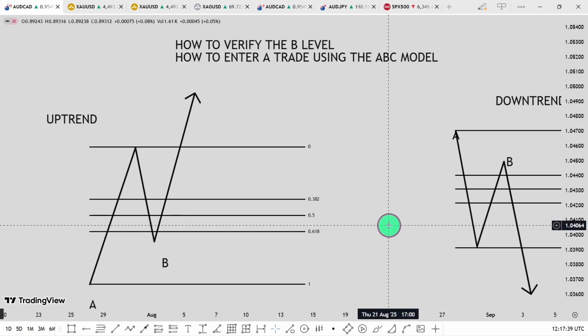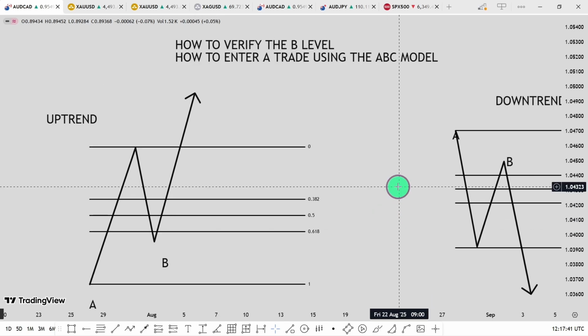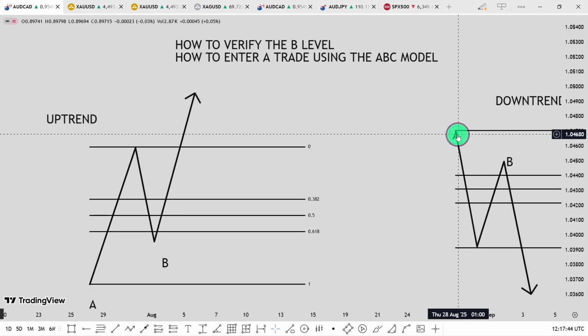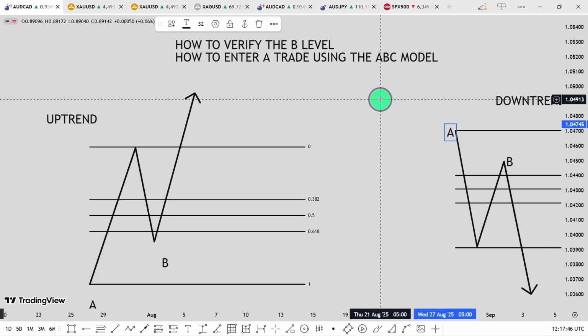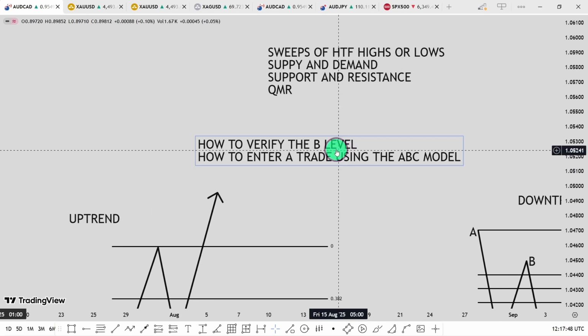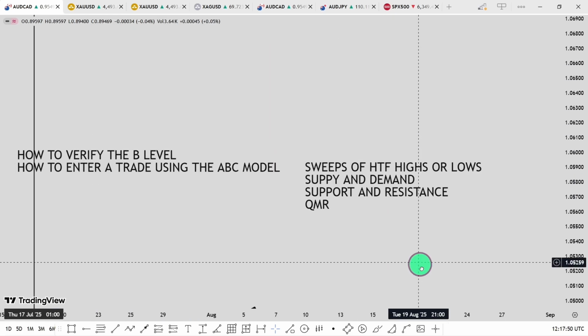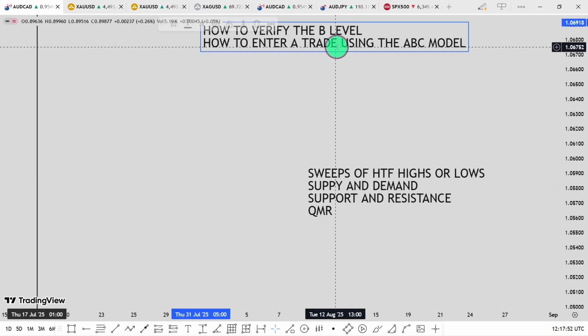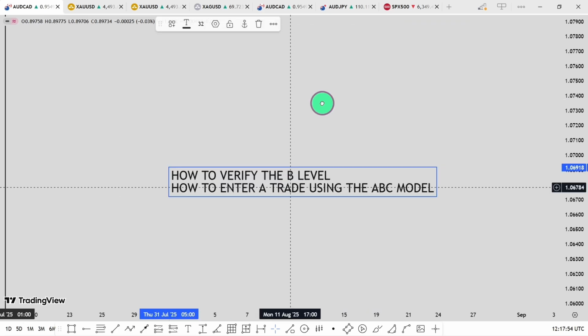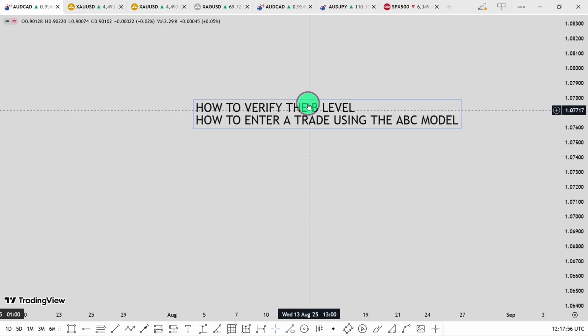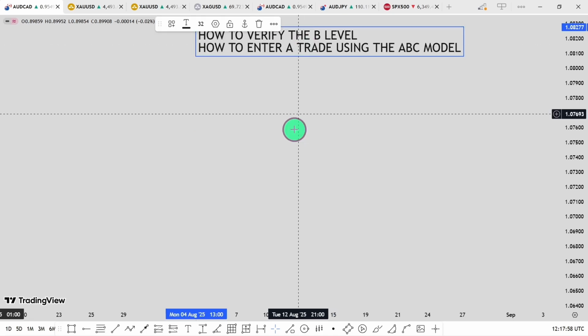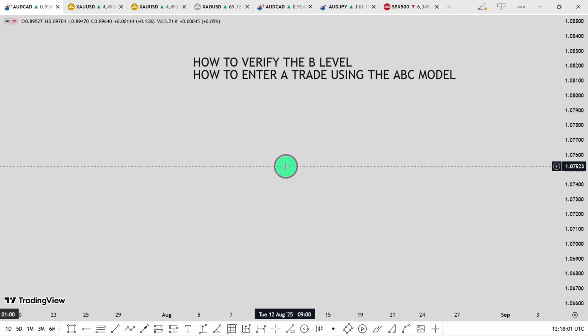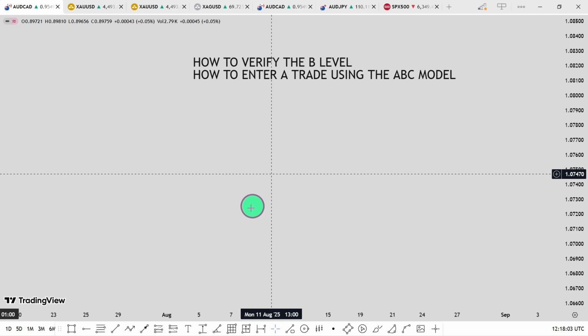So how to verify the B level? That's very, very simple for the ABC model. But let's also talk about how you actually enter a trade. And after this, I'm going to show you examples of trades I've taken with this strategy. And this is the only strategy that I trade as a method. So how to enter a trade using the ABC model.